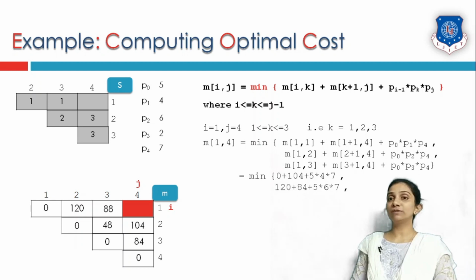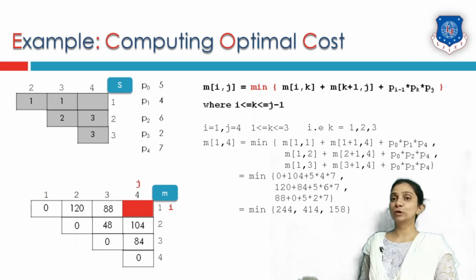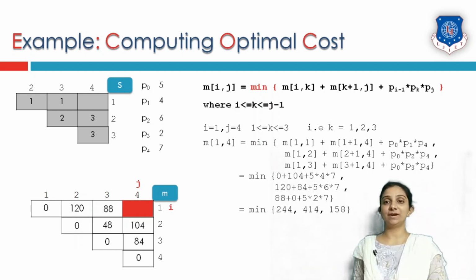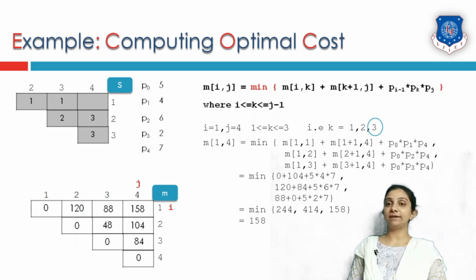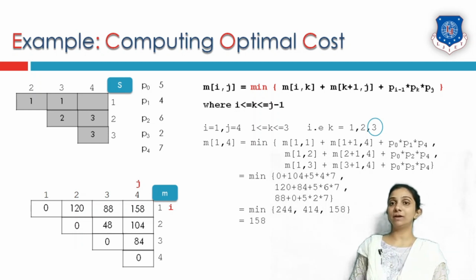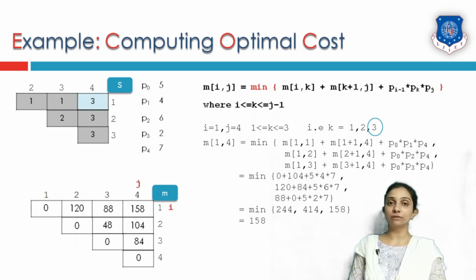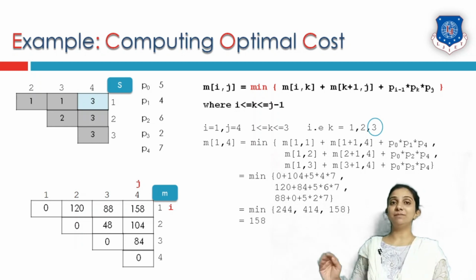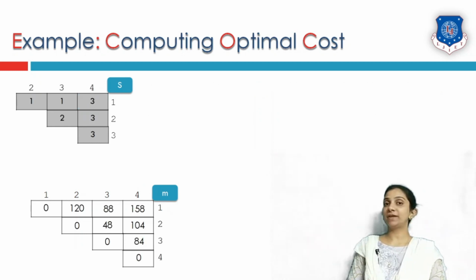So their values are going to get generated. There are three values: 244, 414 and 158. The minimum value out of these three is 158, which is for k equal to 3. So here the 158 entry will be made, and this is my third term and the third value of k is equal to 3. So the k entry will be inserted inside the S table. So this is what we have done.